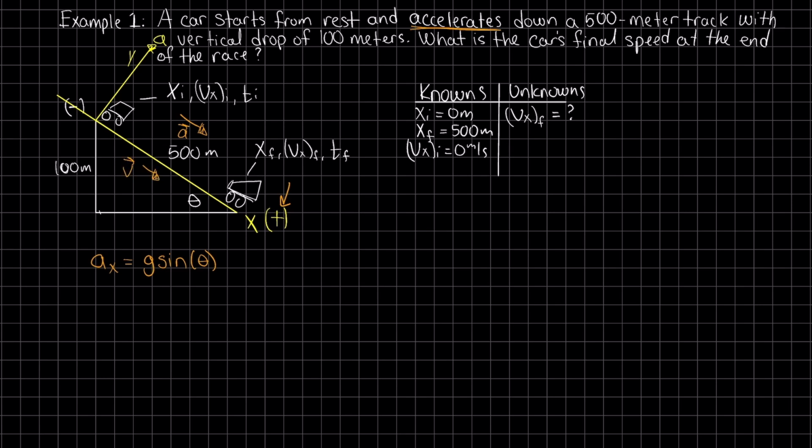Okay, so I know what g is, that's 9.8, but I don't know what my angle is. Luckily, I know from this corner, 100 is my opposite. Opposite of the 90 degrees is my hypotenuse.